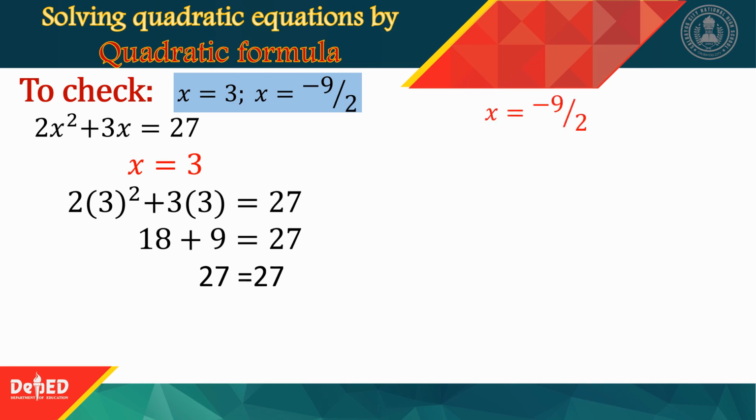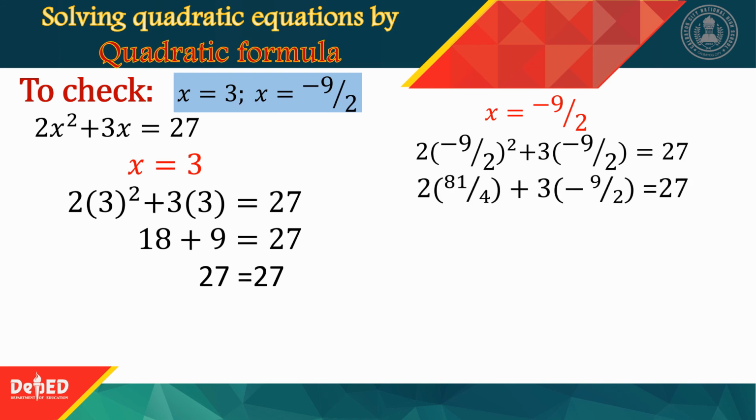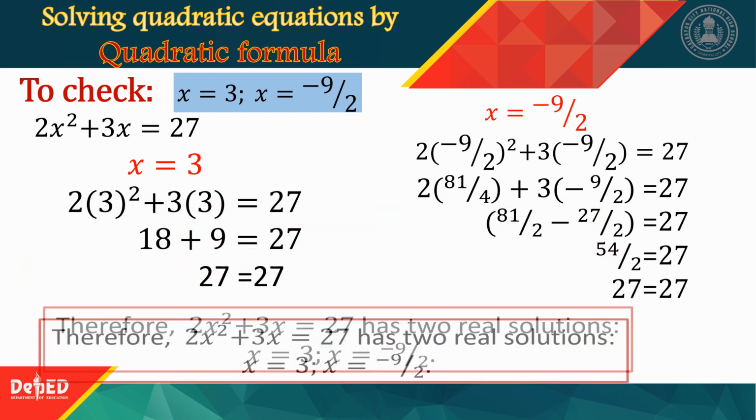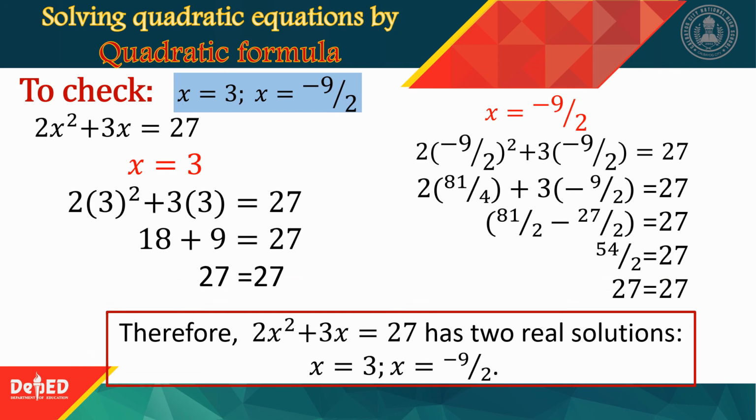Then x is equal to -9 over 2. So 2 times -9 over 2 squared plus 3 times -9 over 2 is equal to 27. Then we have 2 times 81 over 4 plus 3 times -9 over 2 is equal to 27. So 81 over 2 minus 27 over 2 is equal to 27. Then 54 over 2 is equal to 27. Then 27 is equal to 27, correct. So therefore, 2x squared plus 3x is equal to 27 has two real solutions. x is equal to 3 and x is equal to -9 over 2.